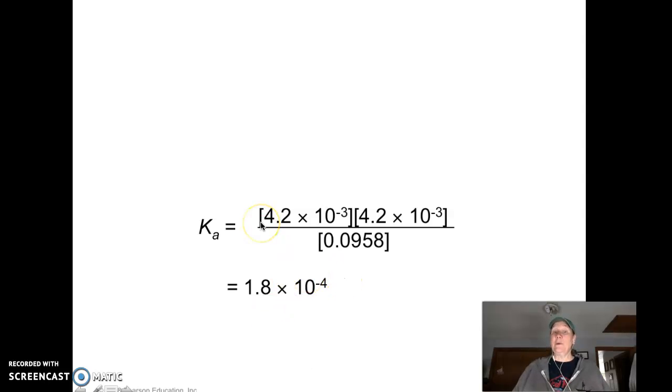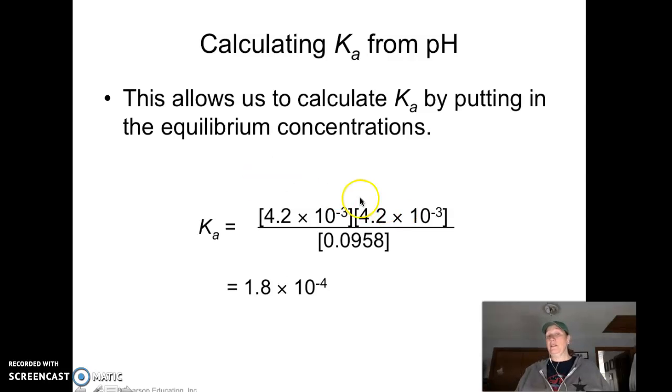And again, remember when we did equilibrium from rice tables, we put products on top and reactants on the bottom. And if these would have had a number in front of them, like 2 KCl or whatever, we would have had to raise them to that power. In this case, they were all 1, so we didn't have to worry about it. So this times this divided by this, and that's how we got our K sub A for formic acid.